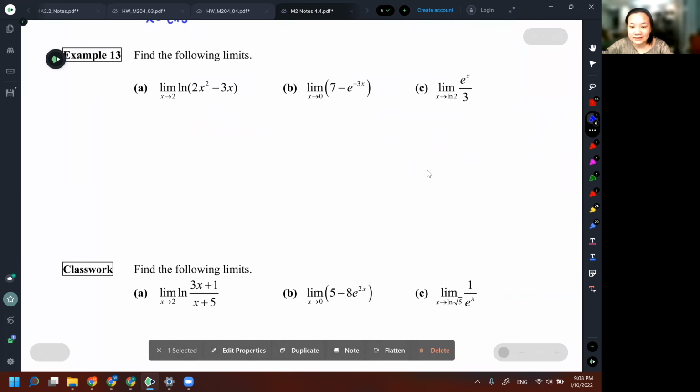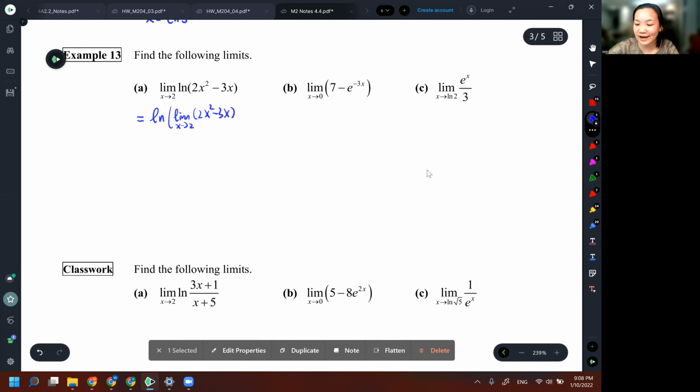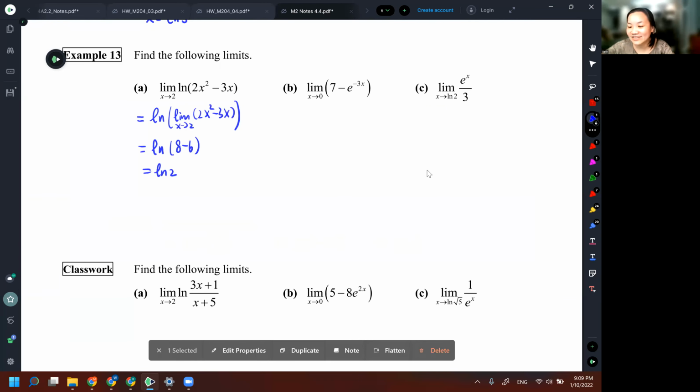Okay, this example. This is a simple limit. It's a continuous function. So I will just do this: the limit as x goes to 2 of log of 2x squared minus 3x. So I'll just put it in. This is 8 minus 6, equals log 2. Okay, this is very simple. This one is also continuous, so I just put it in.